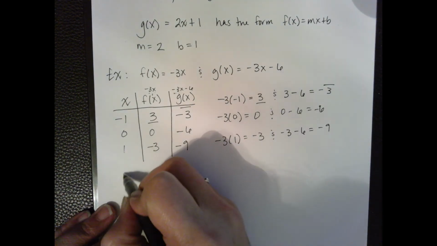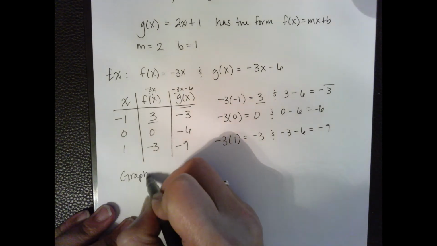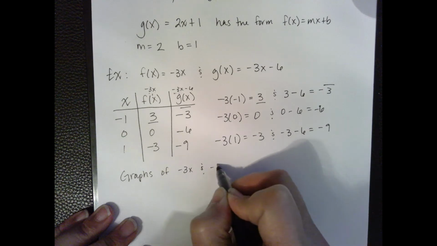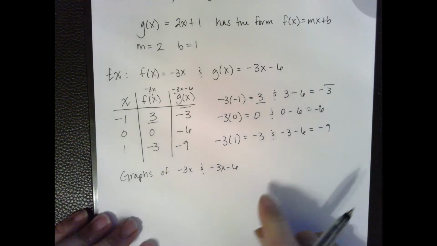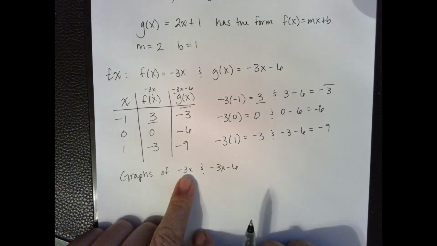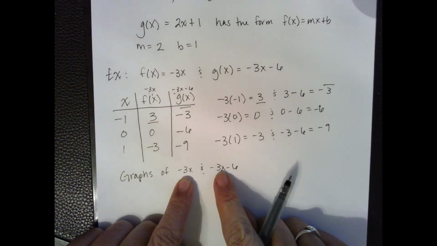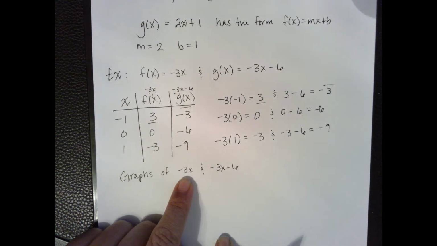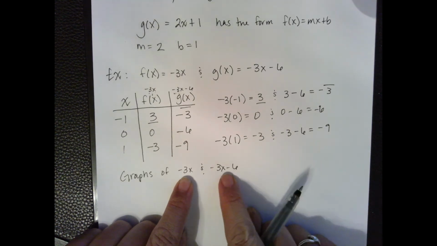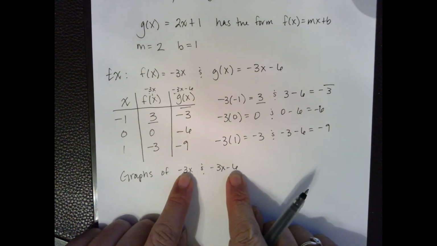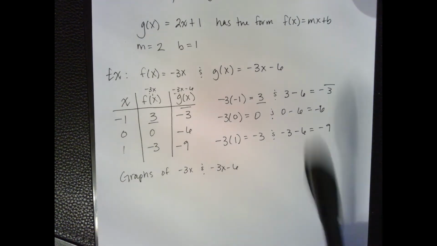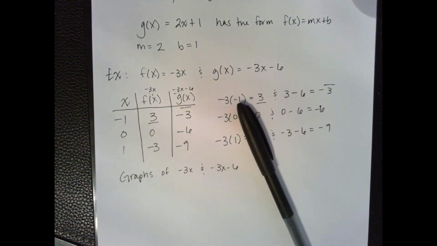So if I graph these, I should expect to see this line, and then this line is shifted 6 units down, because that's what this minus 6 is telling me. I'm 6 units below this line. So I'm going to turn off my camera and we're going to look at this graph.